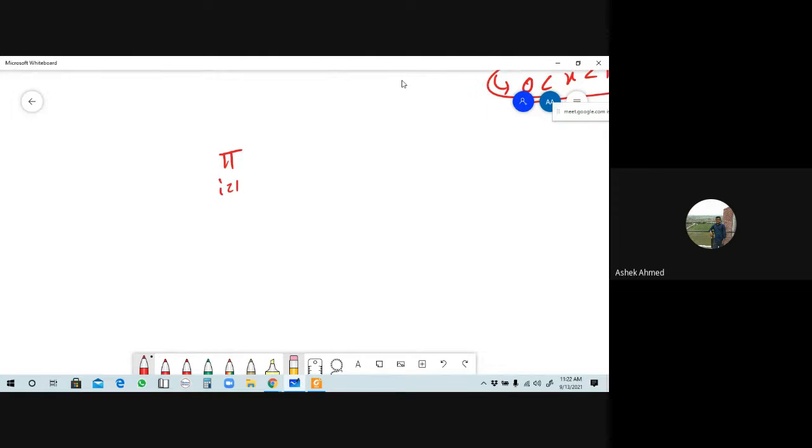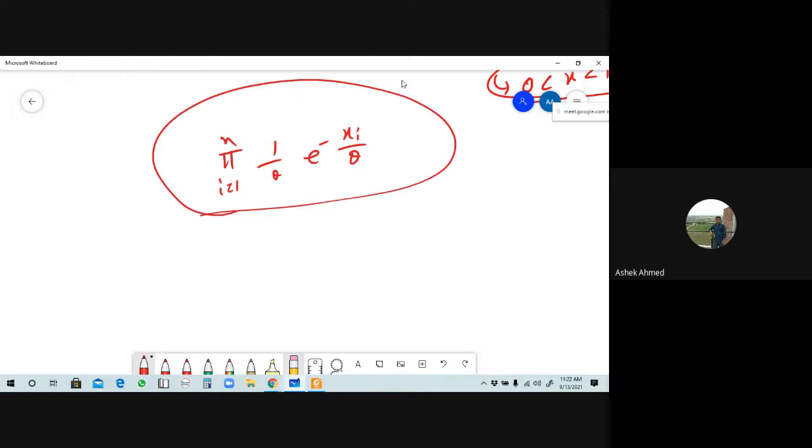summation i equals 1 up to n, 1 by theta into e to the power minus xi by theta. Tell me here, how many terms are in the product? n terms of the same. Where i equals 1 up to n, i is only in x, there is no i in the other term, so the term 1 by theta is the same. We know that x into x is x square. So if you take the product of 1 by theta n times, it will be 1 by theta to the power n.